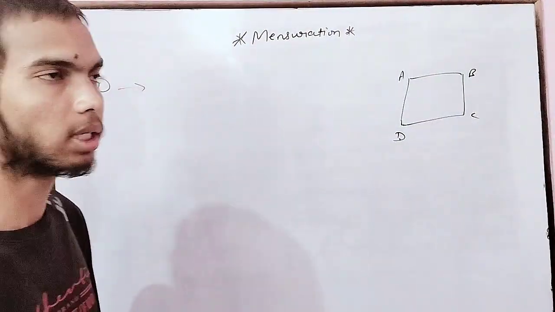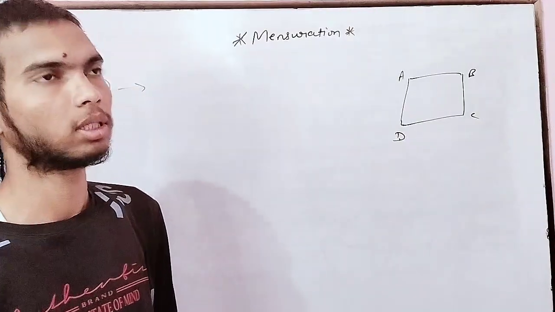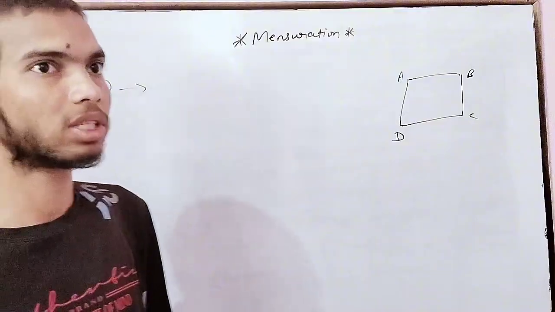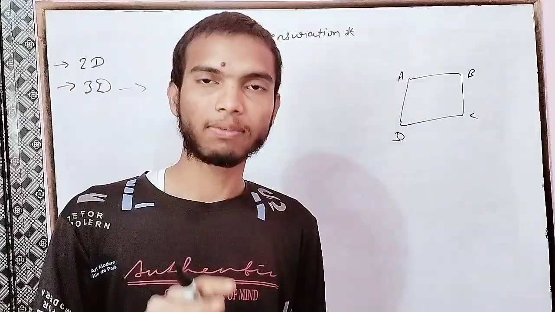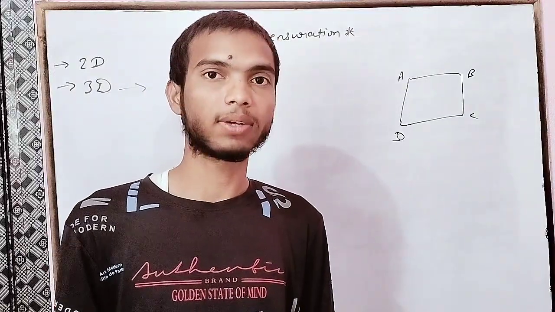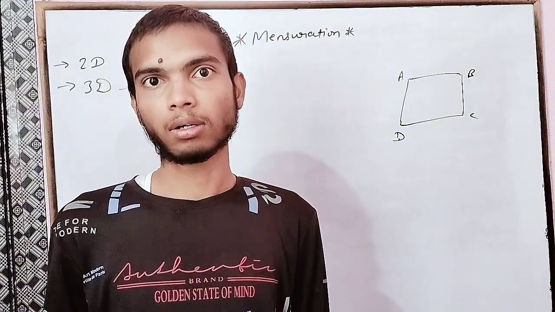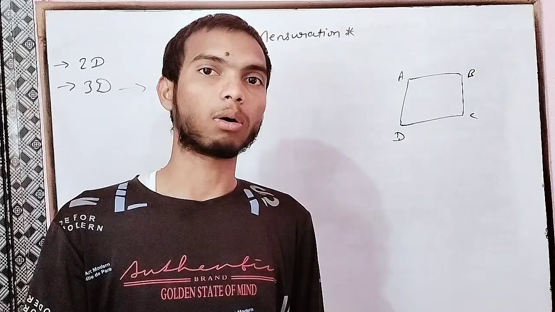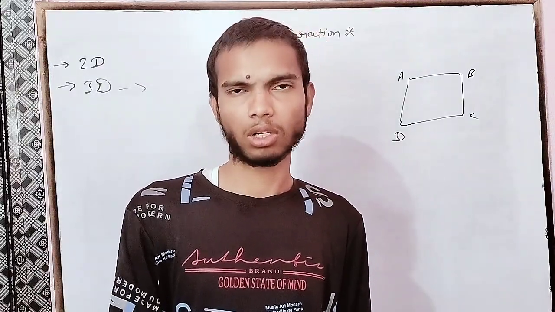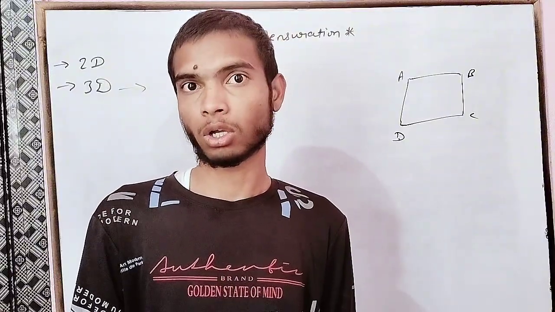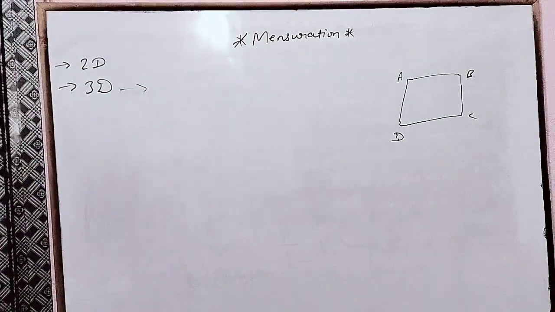Examples of 3D are cylinder, cone, cube, cuboid. These are 3D shapes which have a space, which have a volume. This is the main difference between 2D and 3D. 2D doesn't have a space, doesn't have volume, whereas 3D has a volume or a space to put something. 2D has two dimensions, which are x-axis, y-axis. 3D has three dimensions, x-axis, y-axis, z-axis.